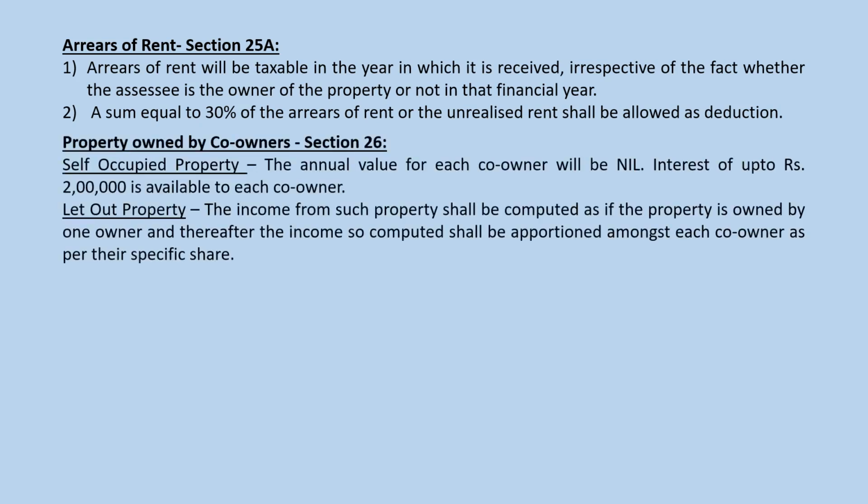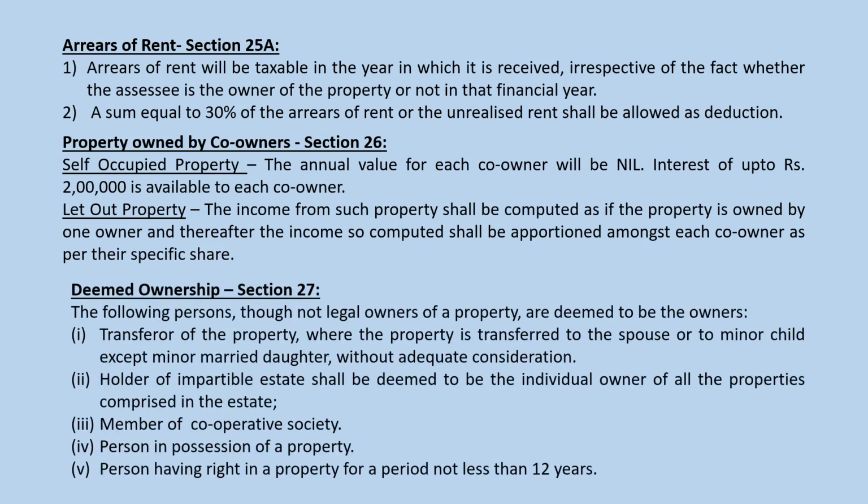Section 26 talks about co-ownership of the property. In the case of self-occupied property, the annual value for each co-owner will be nil, and the interest of up to rupees 2 lakh is available to each co-owner. In the case of let out property, the income from such property shall be computed as if the property is owned by one owner, and thereafter the income so computed shall be apportioned among each co-owner as per their specific share.